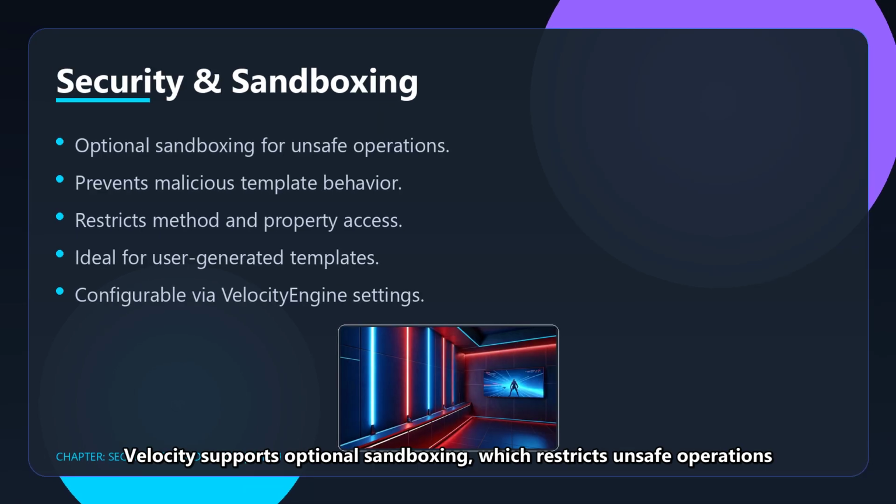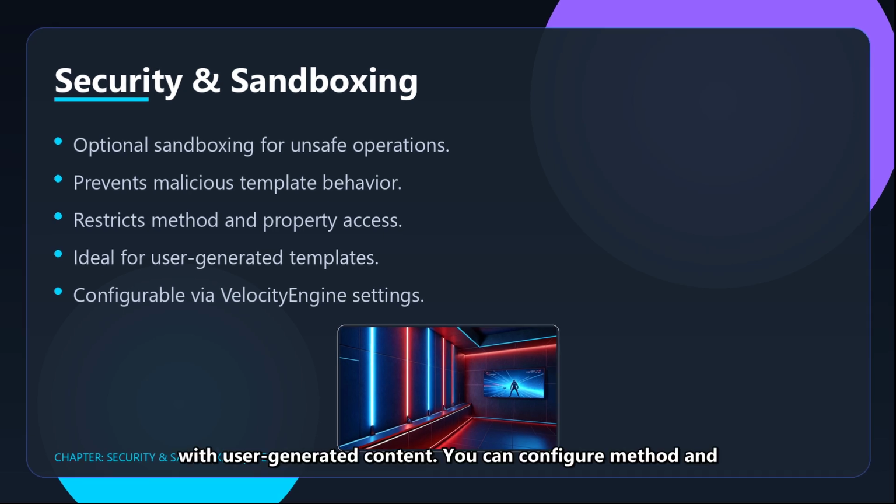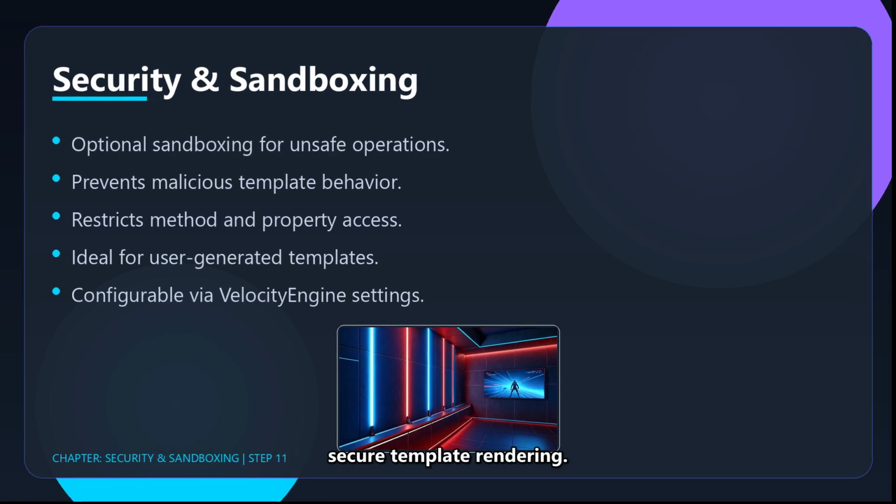Velocity supports optional sandboxing, which restricts unsafe operations in templates. This is particularly useful when dealing with user-generated content. You can configure method and property access restrictions to prevent malicious behavior, ensuring secure template rendering.